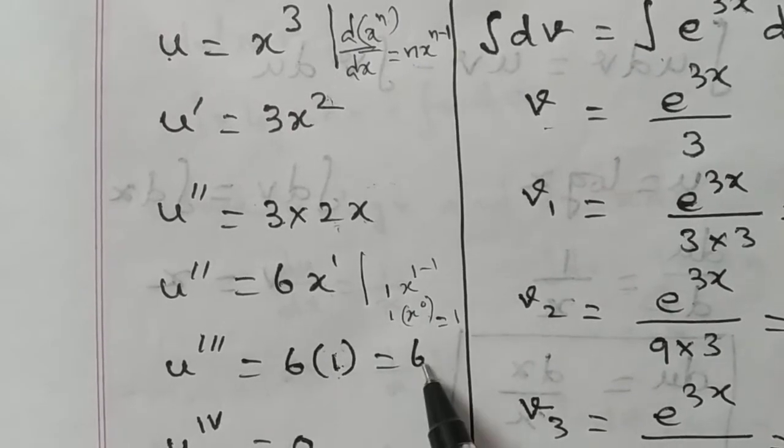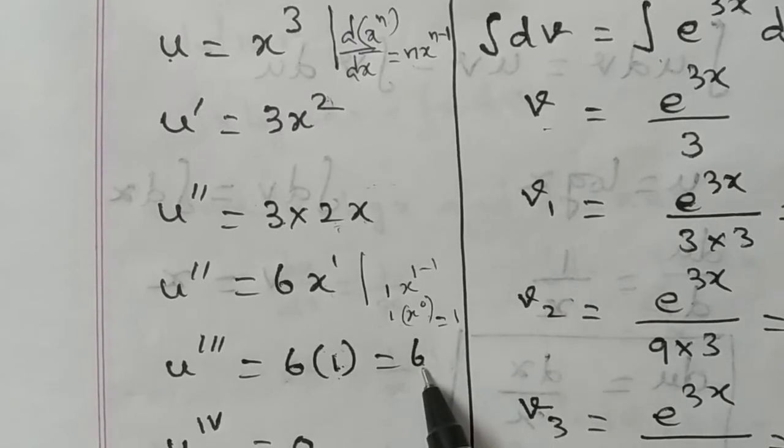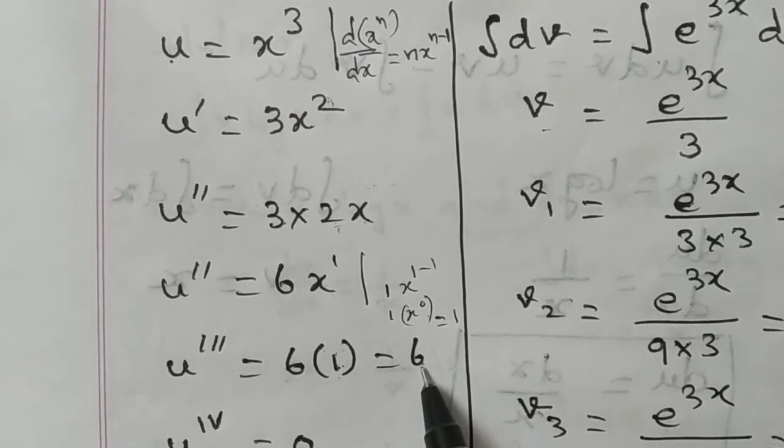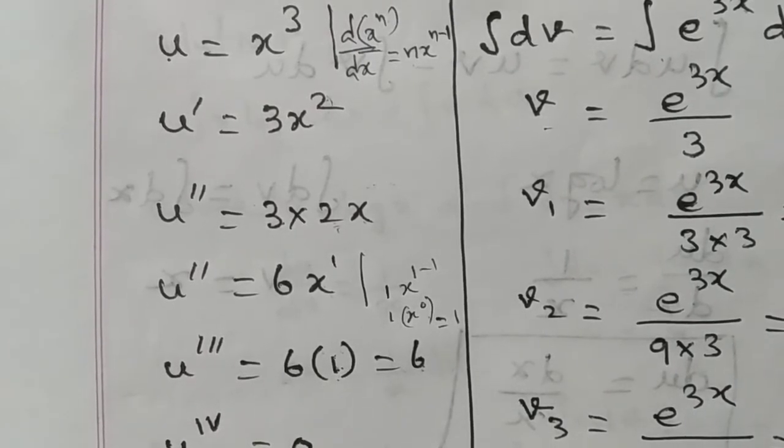So 6 into 1 equals 6. So 6 is a constant term. We know the derivative of a constant term is 0, so u4 is 0.